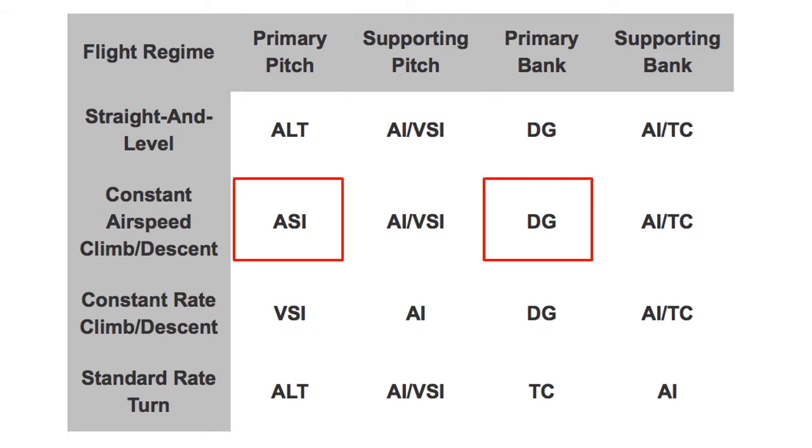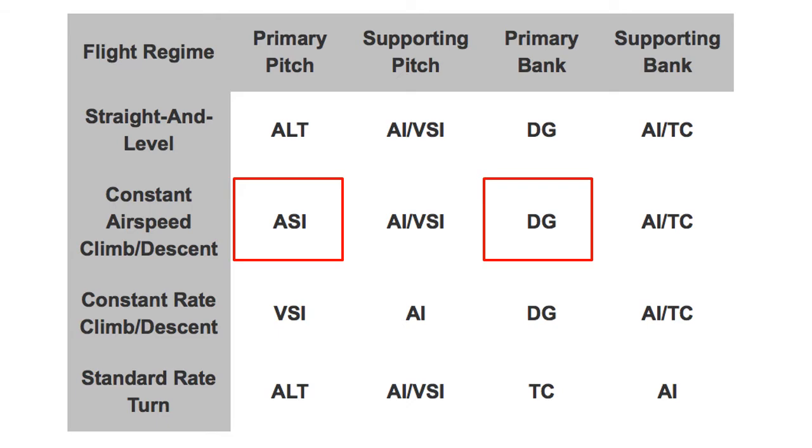During a constant airspeed climb, your goal is to maintain a constant speed and a constant heading while you climb. When taking the FAA written test, be sure to pay close attention to which thing you're trying to hold constant, as this will tell you what your primary instrument is. For this reason, during a constant airspeed climb, your primary pitch will be the airspeed indicator and your primary bank will be your heading indicator.